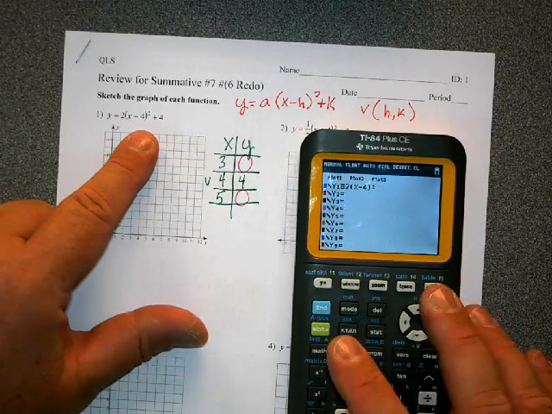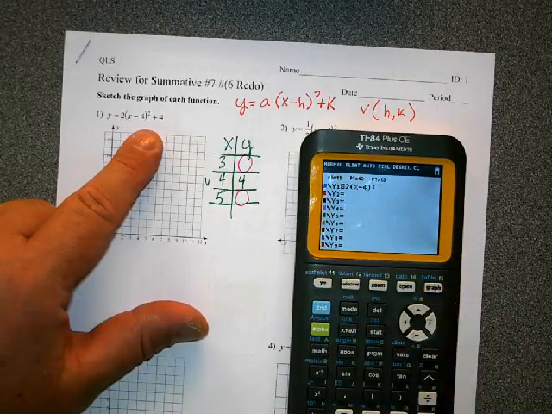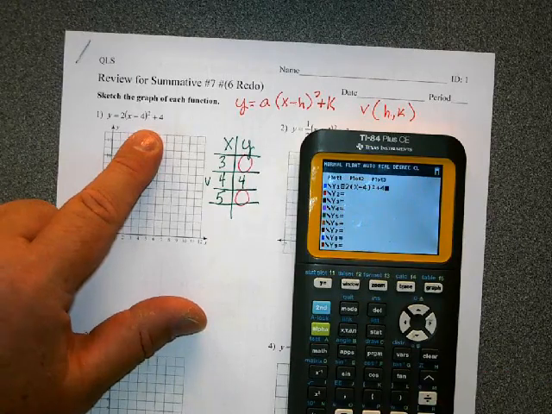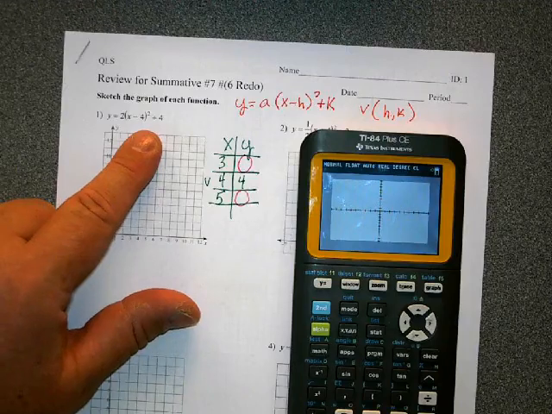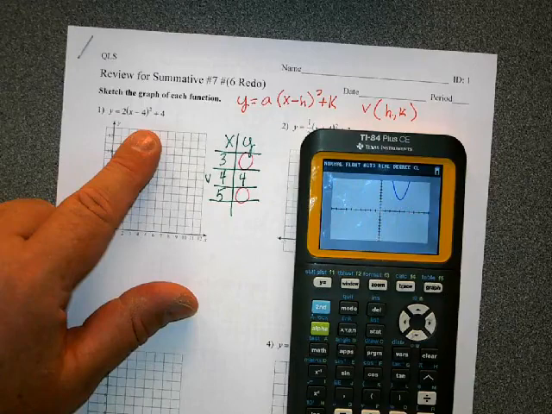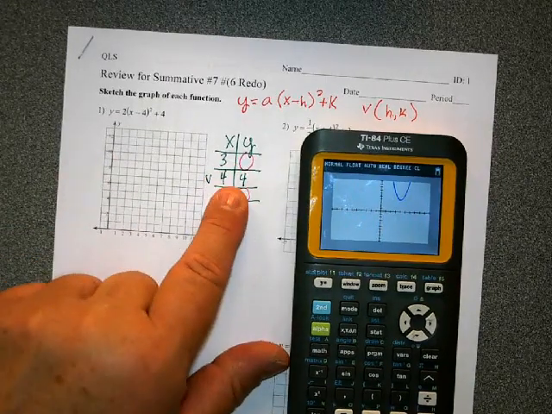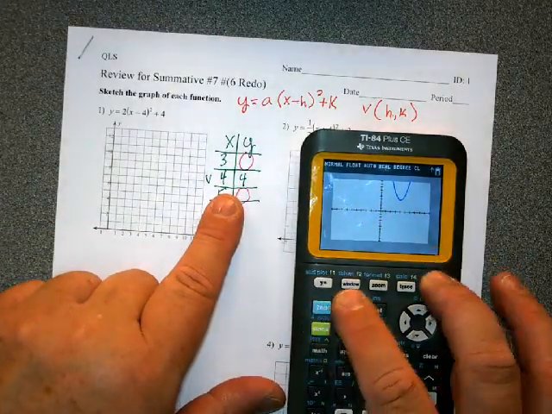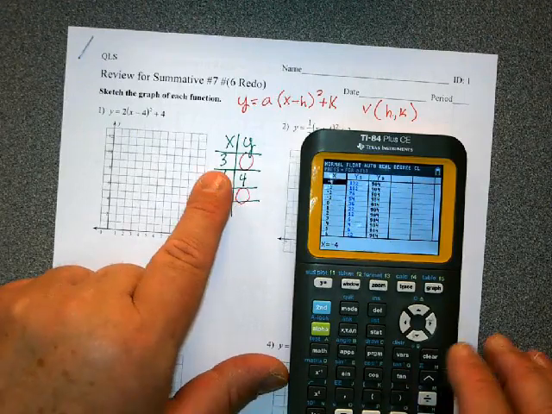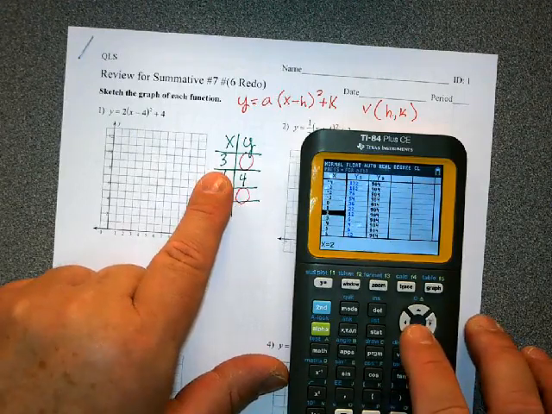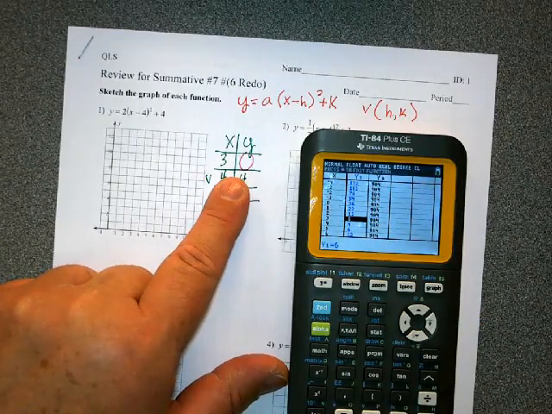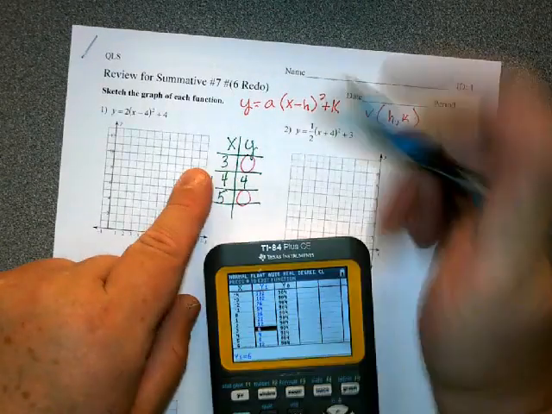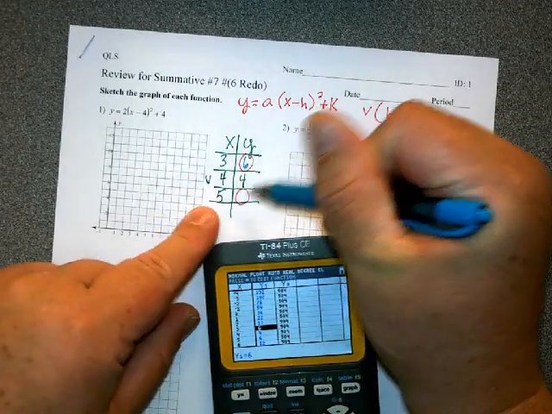I'm going to graph it. I don't even care if it's on the screen or not because I'm not even going to look at it. I want the table. So I'm going to go to my second graph and scroll down here to 3, and my y value is going to be 6. And of course, my 5 is also going to be 6. So there's my 3 points.